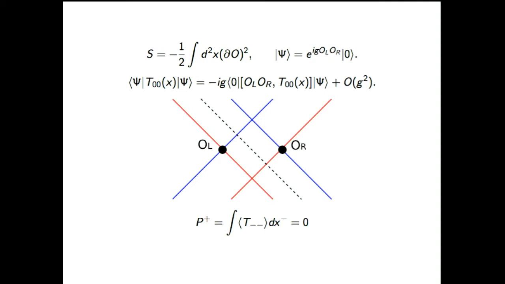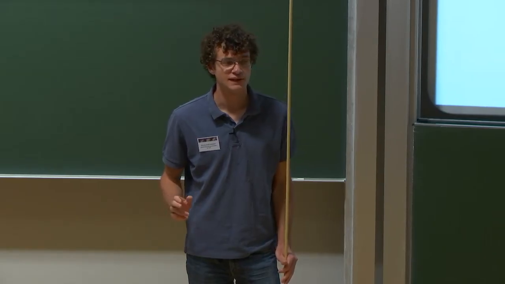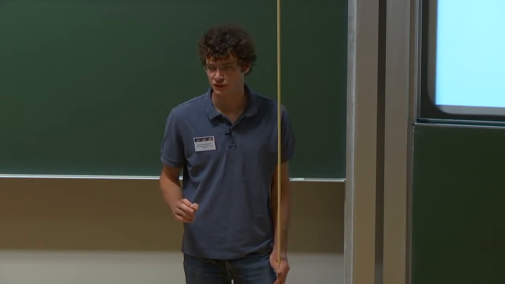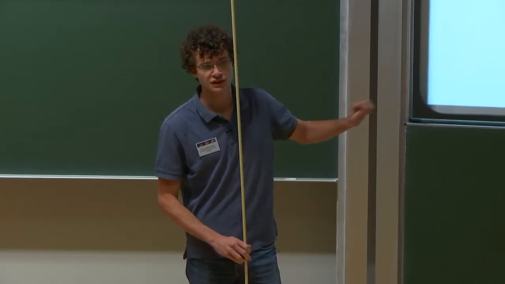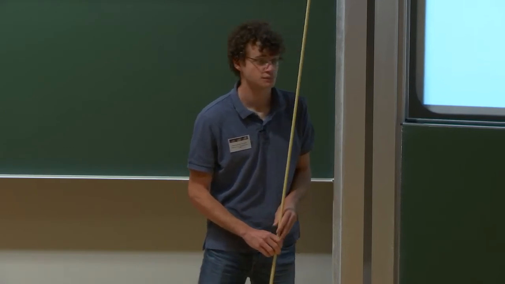Now, you could actually have anticipated that this would be 0, because whatever we find is at linear order in g, so it's proportional to g. So suppose we had got a positive answer. Then we could just change the sign of g, and now we'll have a negative answer, and that would violate the average null energy condition. So this has to vanish at linear order in g, and indeed, it does vanish.